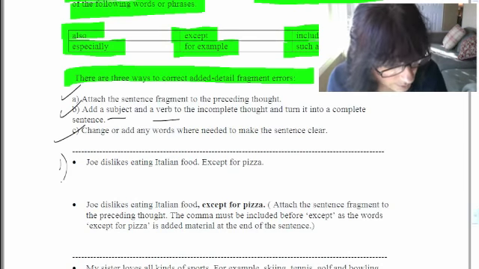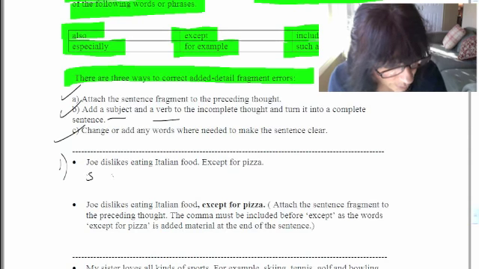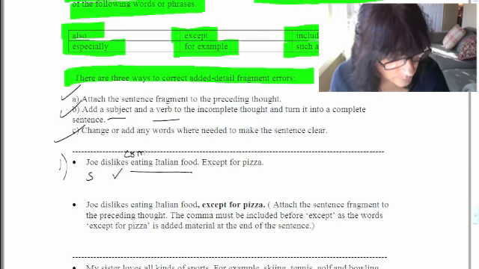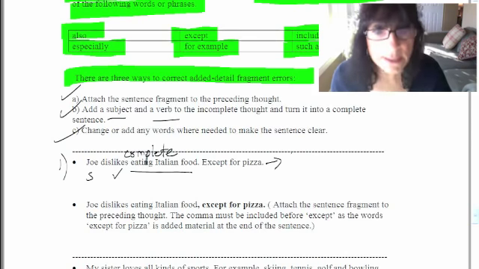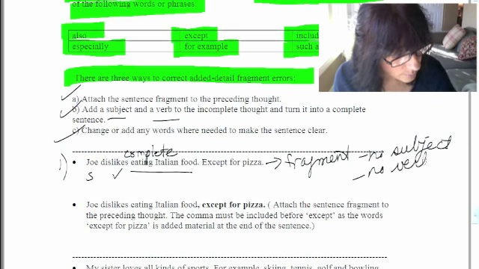The first one, Joe dislikes eating Italian food except for pizza. Well, this one is complete. You've got your subject, you've got your verb, and you know what Joe likes. So this first sentence is complete. But except for pizza, you're not saying enough here. That's missing a subject, it's missing a verb. So here's the fragment, and there's no subject, and there's also no verb. So how can you correct it?